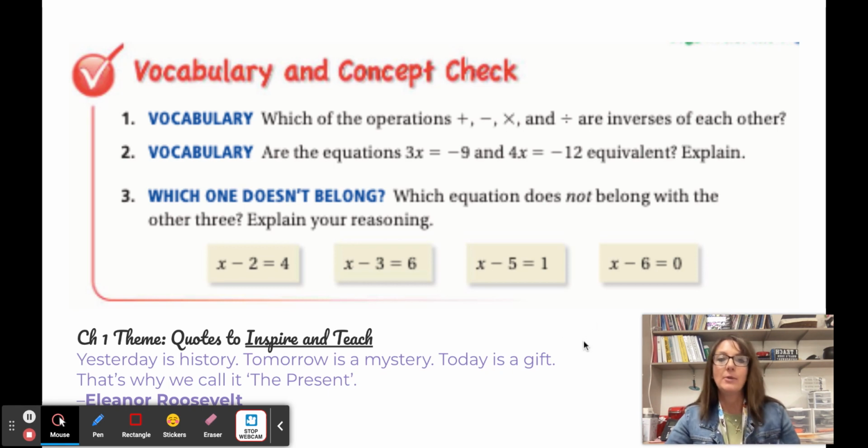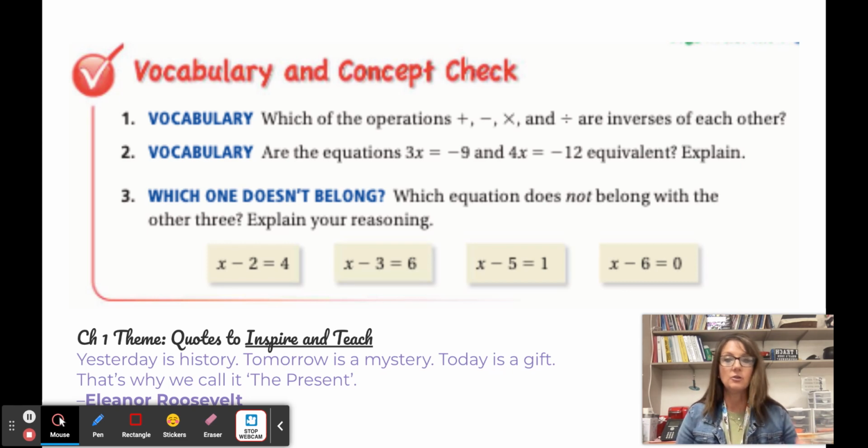All right. So I want to stop right here. This is our last slide of lesson 1.1. I'm going to explain what you're going to do, and then you'll see on Edpuzzle. So we'll end every lesson with this vocabulary and concept check. And so today there's 3 questions. You will be picking one, 2, or 3. You do not need to answer all 3. You will be prompted in Edpuzzle to answer one of these questions.